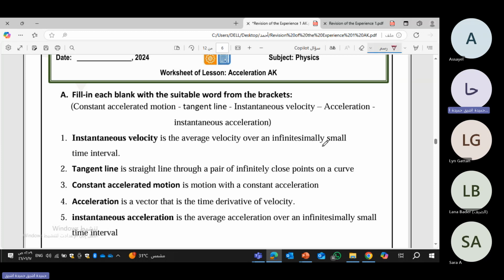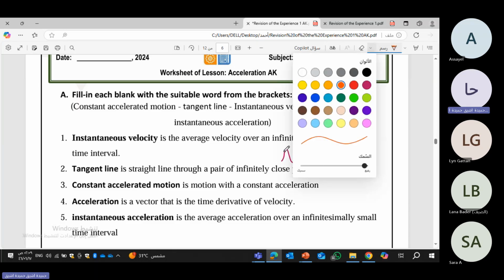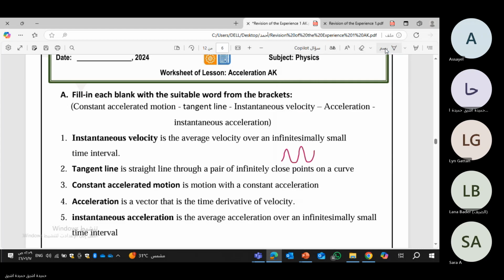So if you have a curve like this, what about my tangent? For example, I have a curve. How do I draw the tangent? For example, like this. So a tangent actually touches the point on a curve, and then you draw the straight line.